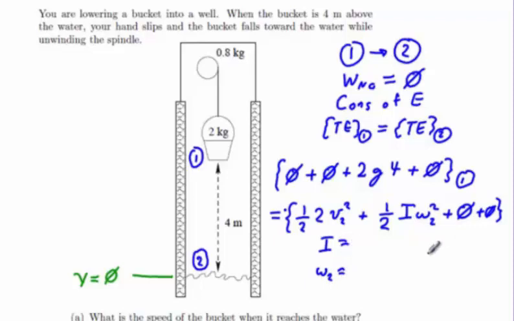We recognize that since the spindle can be treated as a solid cylinder, its moment of inertia will be 1/2 its mass, which is 0.8 kilograms, times the radius of the spindle squared. We're not given the radius, and so we hope that a cancellation comes along. Omega at moment 2 can be related to the velocity by recognizing that the string unwinds. The linear velocity of the bucket is directly related to the omega of the spindle via the relation omega 2 is v2 divided by the radius of the spindle.